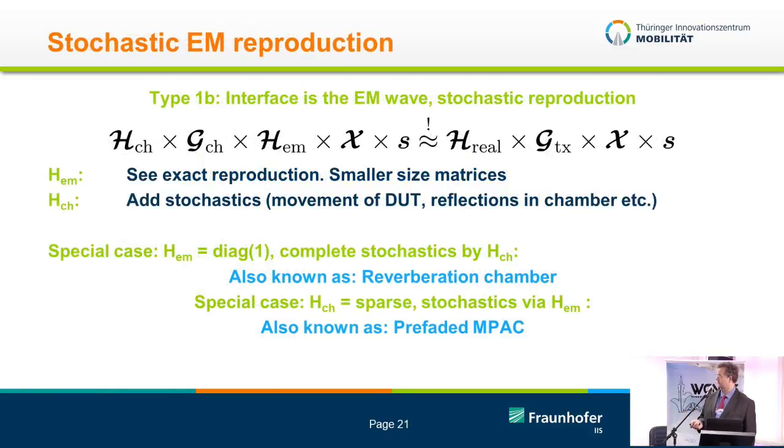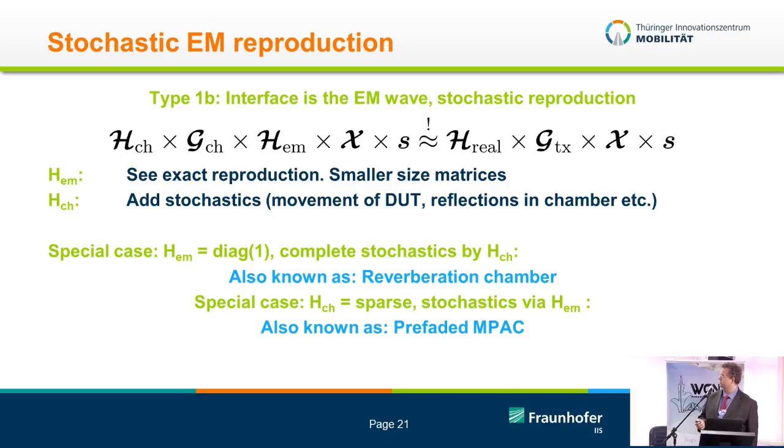Now, you can do this with stochastic reproduction. This is basically what I already said. You can have some special cases when the emulator is a diagonal, so you don't have an emulator, but you have a completely stochastic chamber by this reverberation. Then you get the stochastic reverberation, and this has also been done in practice already.